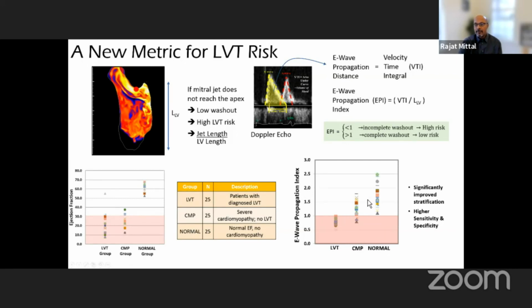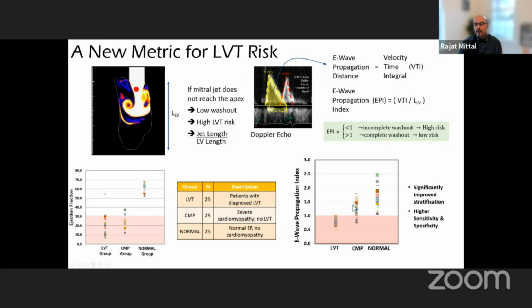This group, well, actually the normal group, this is the normal people with normal hearts. Every single one of them had an EPI which was greater than 1. So which is also what we would expect. A normal heart should have an EPI greater than 1.